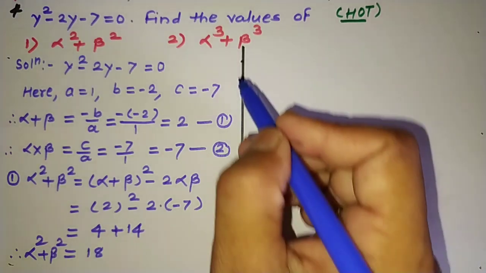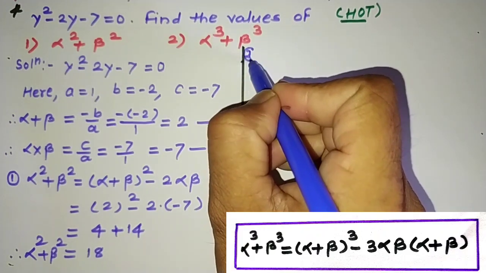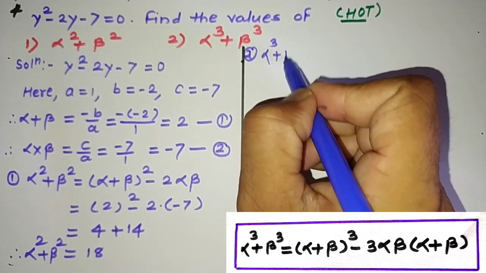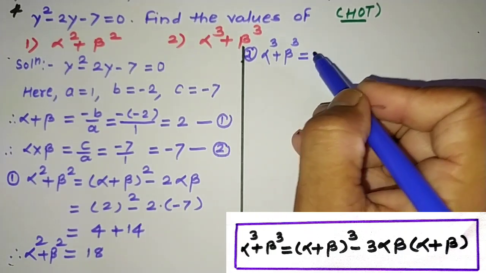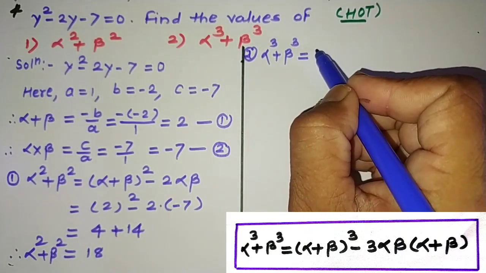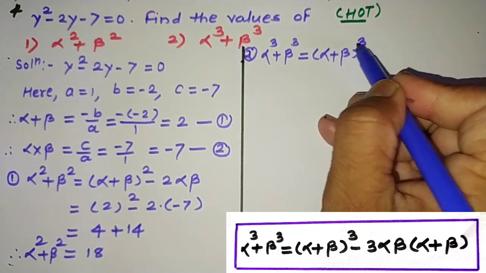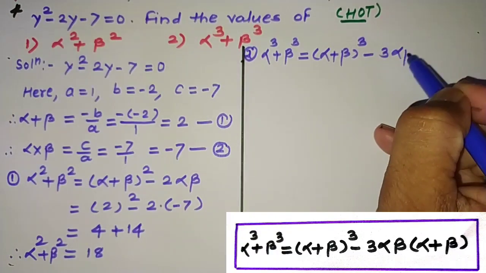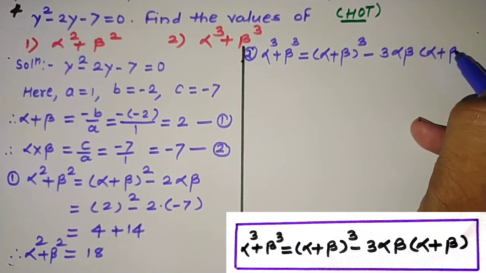Next, second, find the value of alpha cube plus beta cube. We know that the formula of alpha cube plus beta cube is, in first bracket alpha plus beta cube minus 3 alpha beta into bracket alpha plus beta.